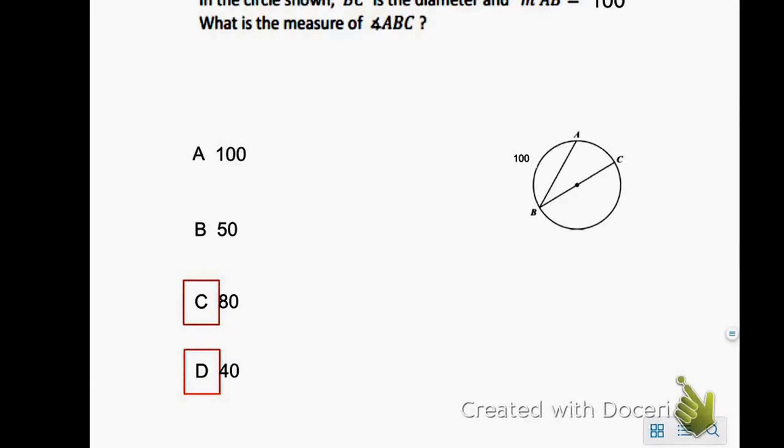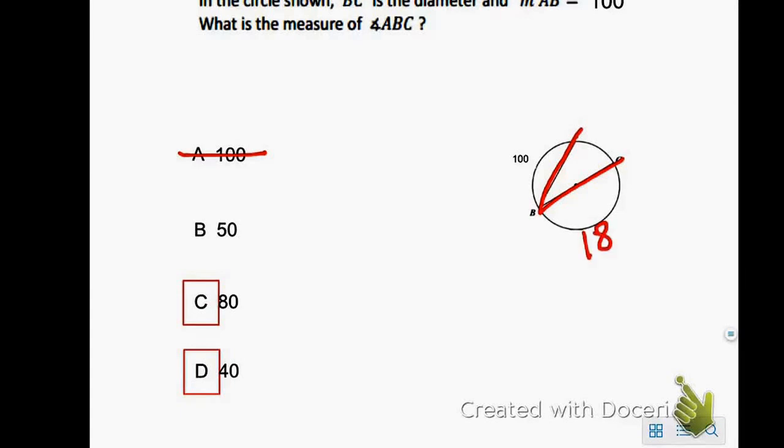Number 8. In the circle shown, BC is the diameter, and the measure of arc AB is 100. What is the measure of angle ABC? It helps me to mark angle ABC. I notice that that is an acute angle. Therefore, it would definitely not equal 100. I also noticed that this is the diameter, so this would be 180 degrees.